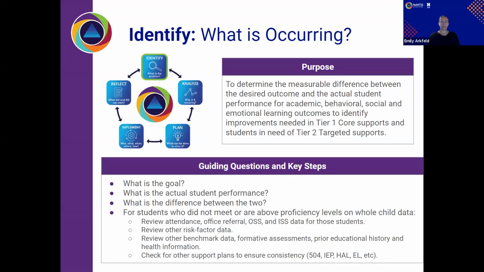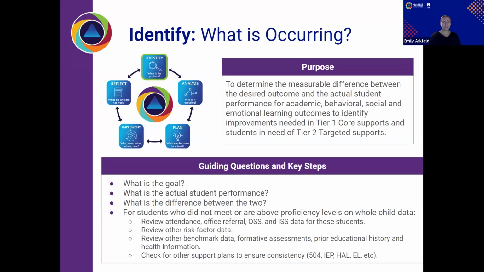At the collaborative team level, the purpose of the identify step is to determine the measurable difference between the desired outcome and the actual student performance for academic, behavioral, social, and emotional outcomes, to identify improvements needed in Tier 1 core supports and students in need of Tier 2 targeted supports. When we think about our guiding questions and our key steps, we want to ask ourselves, what is the goal? What is the actual student performance? And what is the difference between the goal and the actual student performance?